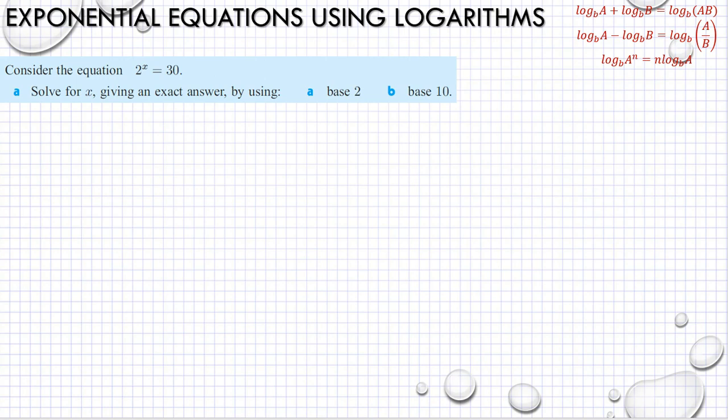I will be discussing exponential equations using logarithms. I think it's only one video for this. I will be giving examples, only examples.